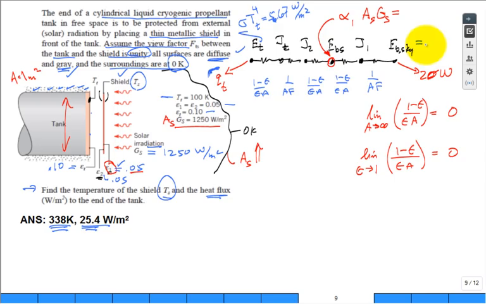So this one is 0 watts per meter squared. It's a temperature of 0 Kelvin. It's a sink. It's a really nice, like, ground. You know, it's the ground in the electrical analogy.